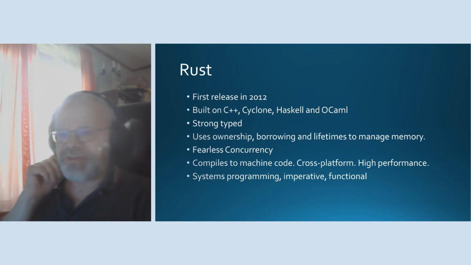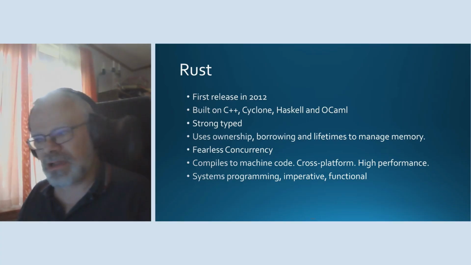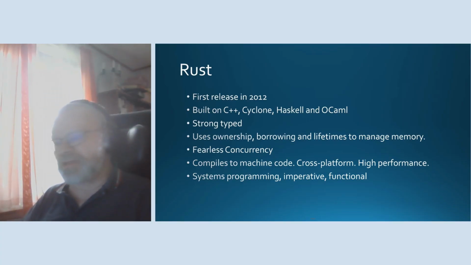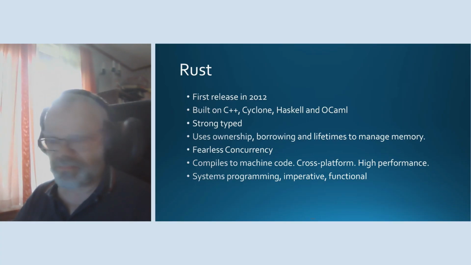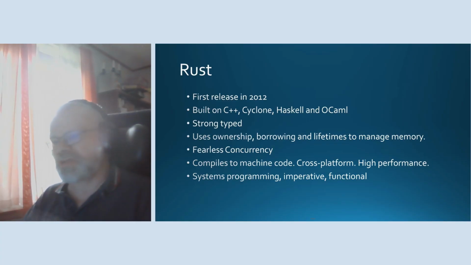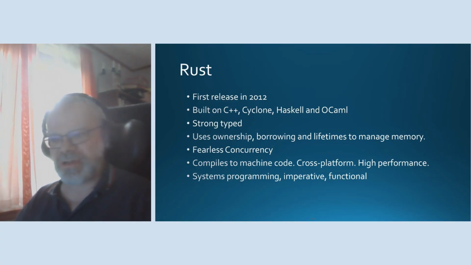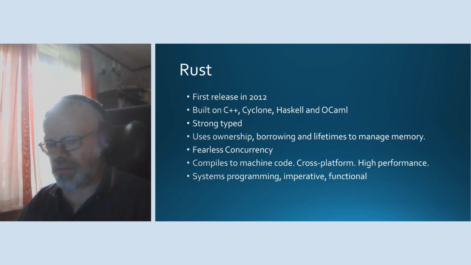What is Rust? Well, Rust was released in 2012. It's built on C++, Cyclone, Haskell, and OCaml. C++, I think you know. That's very, very common. Cyclone is a C dialect with stronger memory checking. Haskell, a pure functional language. And OCaml is a multi-purpose language.